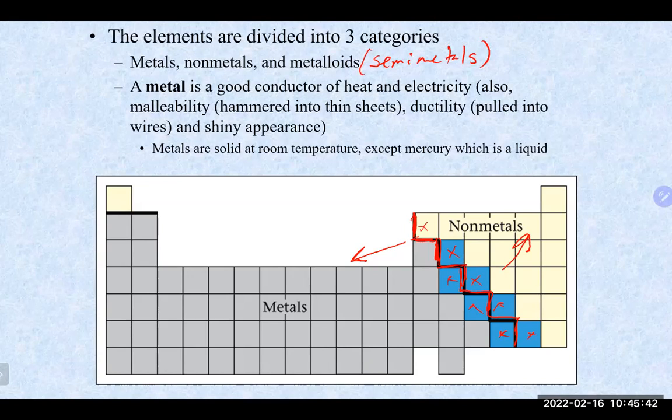The one exception is mercury, which is why on most periodic tables, if you look at it, it's blue. That is a liquid, in most cases, the way mercury comes. By the way, this one right here is which element? That is hydrogen, yeah? And hydrogen is a non-metal, yeah?